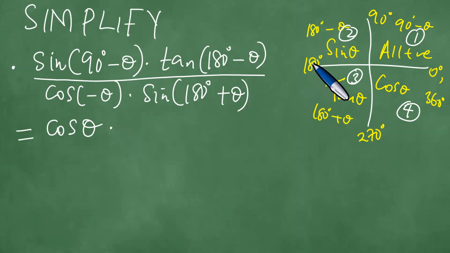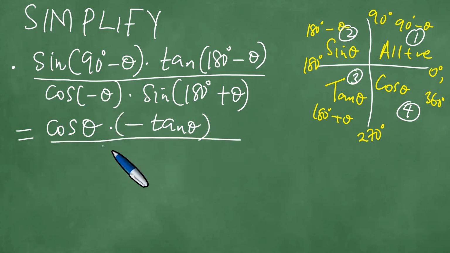180 minus theta, in which quadrant is it? It's in the second. And in the second quadrant only sine is positive, and therefore the tangent is negative there. So now cosine of minus theta, the cosine is an even function. So cosine of minus theta is just cosine theta. 180 plus theta is in the third quadrant, and in the third quadrant only tan is positive, and therefore the sine is negative.